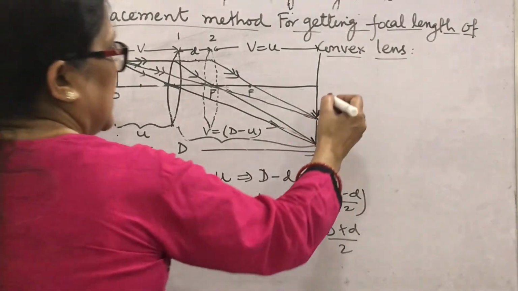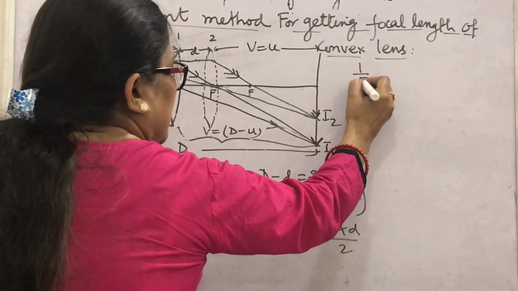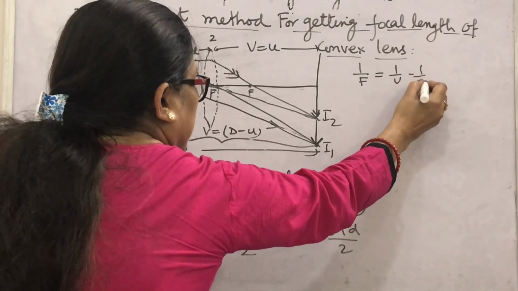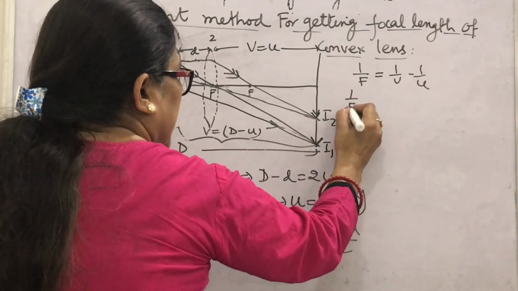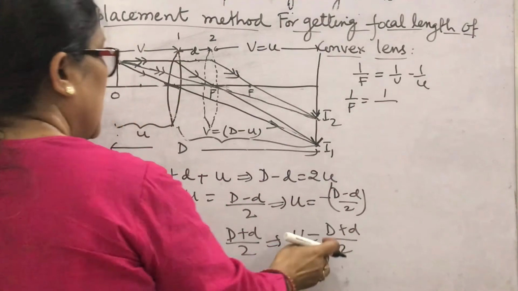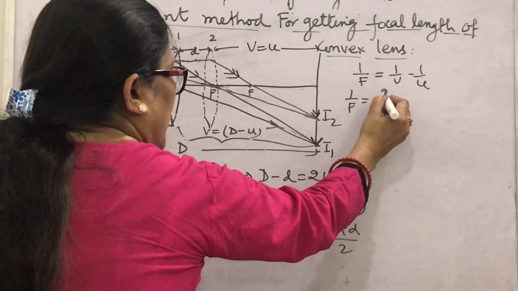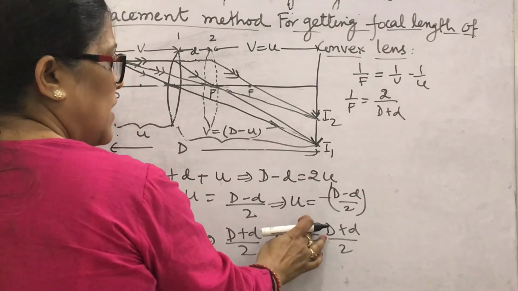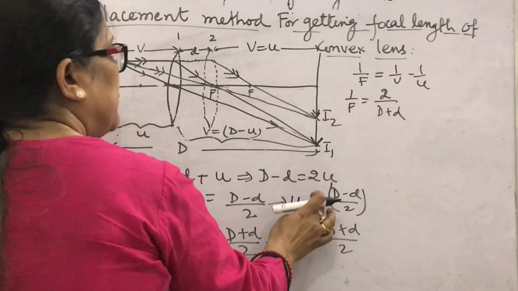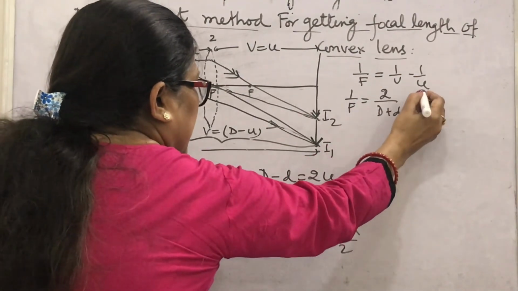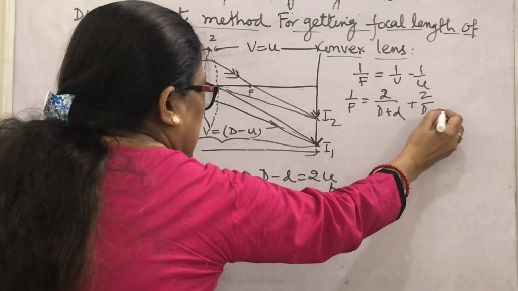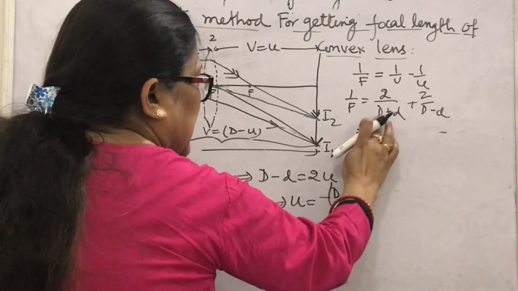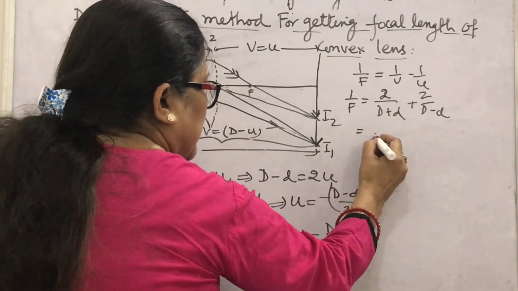Now use the lens formula. What is the lens formula? 1 by f equal to 1 by v minus 1 by u. Therefore 1 by f equal to 1 by v. 1 by v means 2 upon D plus d. And minus 1 by u, minus minus will make plus, so it will be 2 upon D minus d. Take LCM, and you know a plus b, a minus b is a square minus b square.